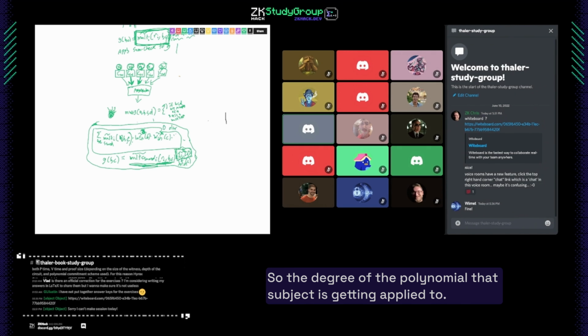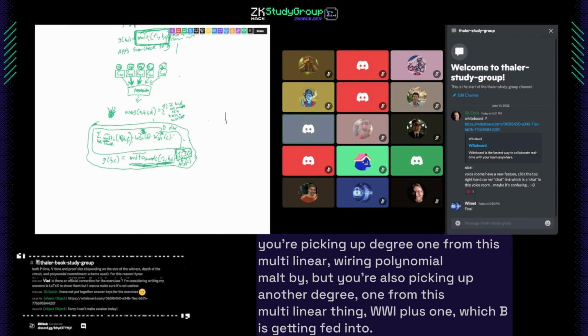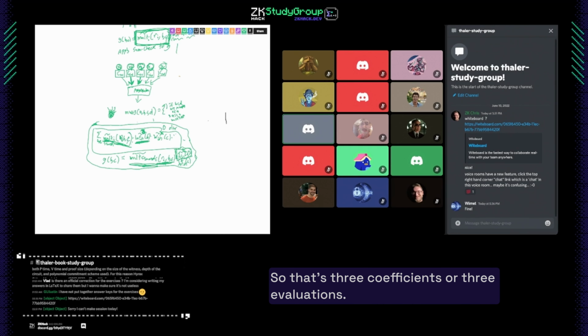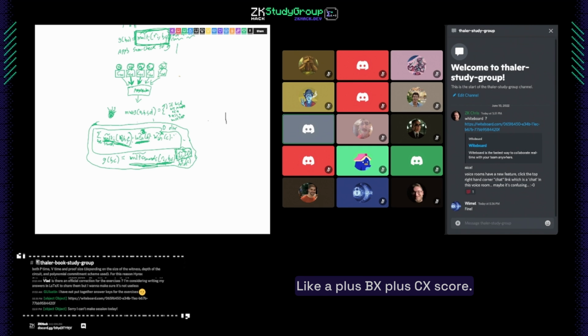So the degree of the polynomial that sum check is getting applied to in each variable for basic GKR is 2, right? Consider each variable of B, you're picking up degree 1 from this multilinear wiring polynomial, but you're also picking up another degree 1 from this multilinear thing Wi plus 1, which B is getting fed into. Okay. So in basic GKR, in each round of the sum check protocol, it's a degree 2 polynomial getting sent. So that's 3 coefficients or 3 evaluations. That's what's required to specify a degree 2 univariate polynomial, right? Like A plus BX plus CX squared.